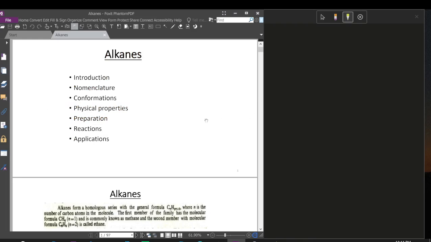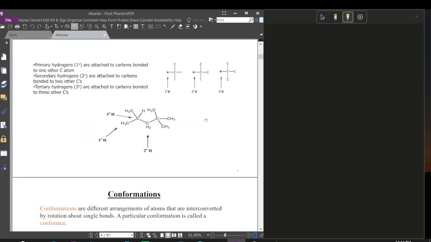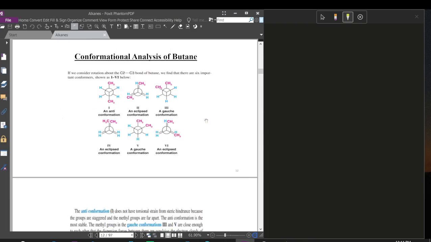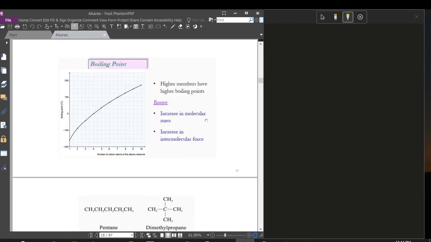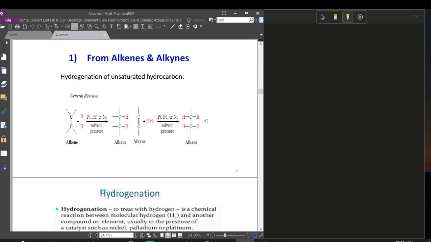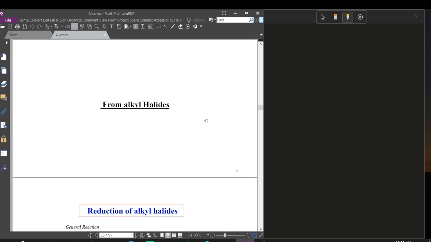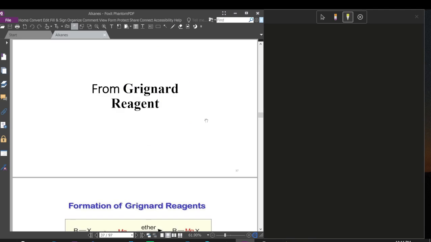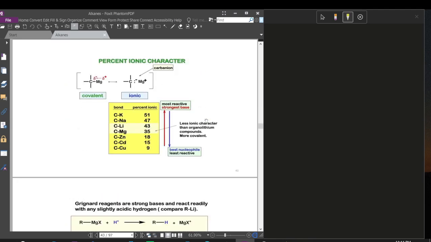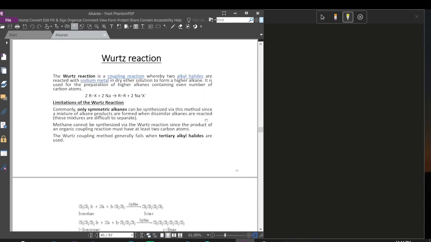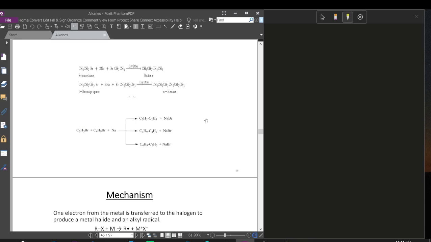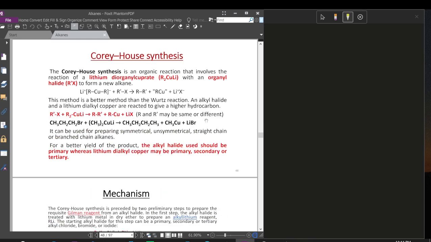So now we are discussing the Corey-House synthesis, by which we can produce the different kinds of alkane that we want to produce. In this Corey-House synthesis, there will be a new reagent which is called the Gilman reagent. Before this, we already knew about the Grignard reagents, by which we can produce alkane easily by reaction with any acidic hydrogen. It will produce the alkane. But now let's move on to the Corey-House synthesis.